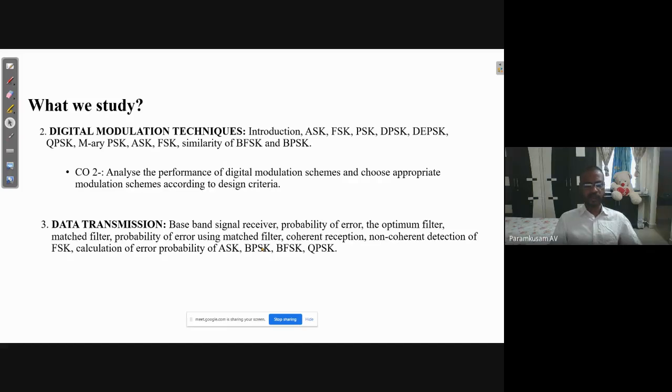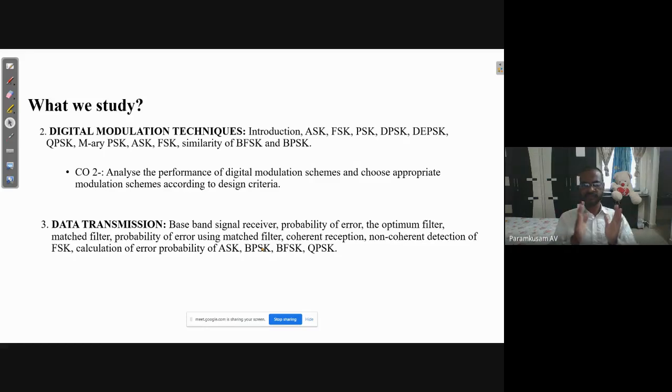Have a look at the topics of the third unit: baseband signal receiver, probability of error, the optimum filter, matched filter, probability of error using matched filter, coherent reception, non-coherent detection of FSK, calculation of error probability, like that. I will give you a brief note on the third unit. Baseband signal receiver.